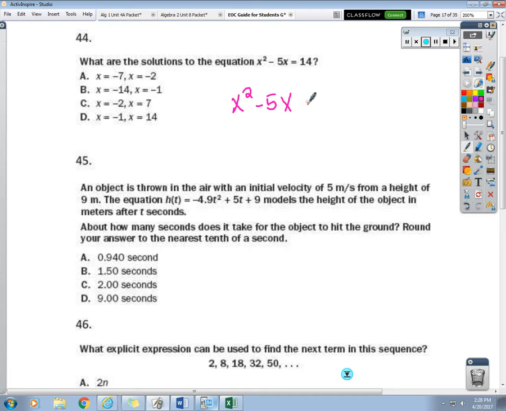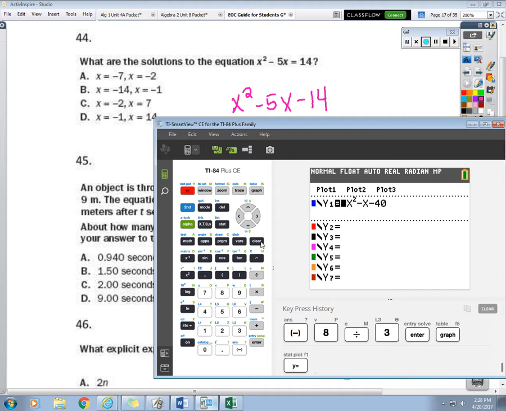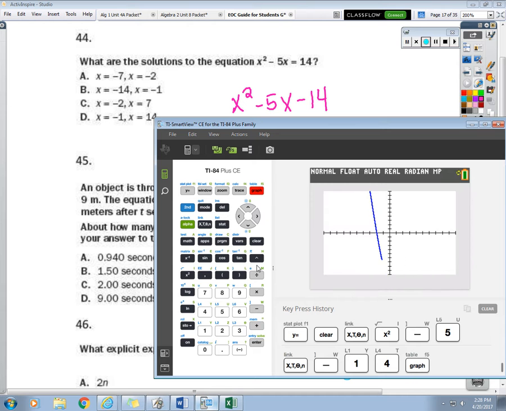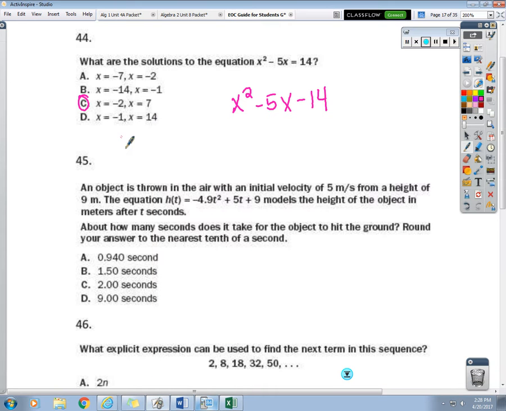And when you do, it would become negative 14. Now graph it. X squared minus 5x minus 14. Please pay attention. You get a negative 2 and a positive 7. So the answer is C.